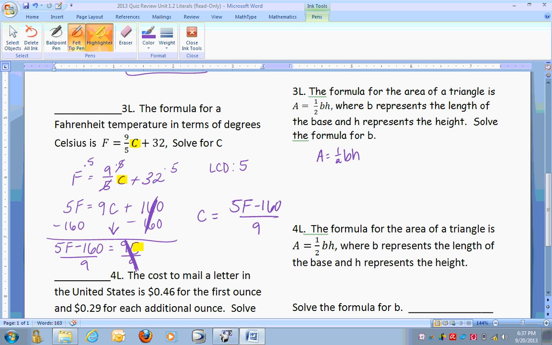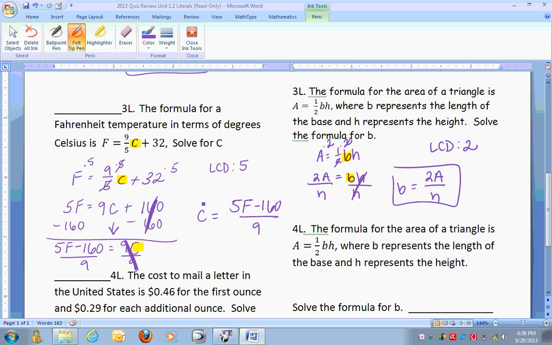So we need to get b by itself, and we have to clear the fractions. Well, my least common denominator is 2 because it's the only one there. So I multiply both sides by 2. I end up with 2 times a equals, I cross out those 2, base times height. All right, so now the only thing with the b is that h, and it's being multiplied, so I'm going to divide by h. So the base equals 2 times the area divided by the height is my answer.